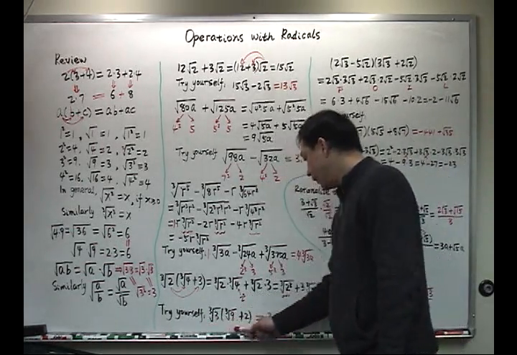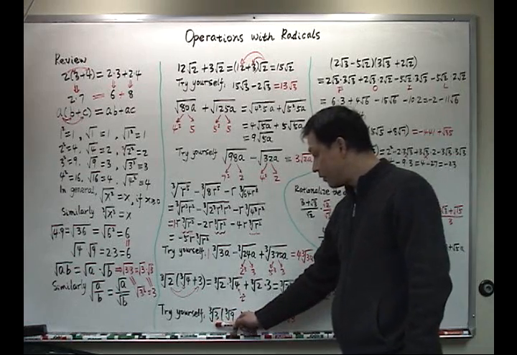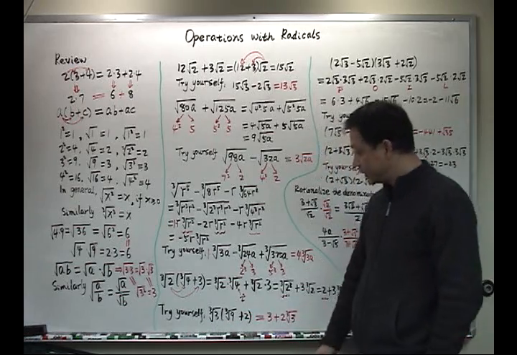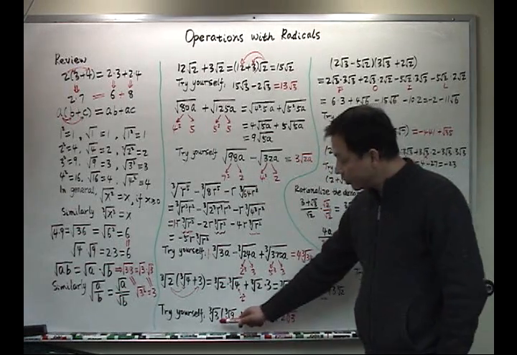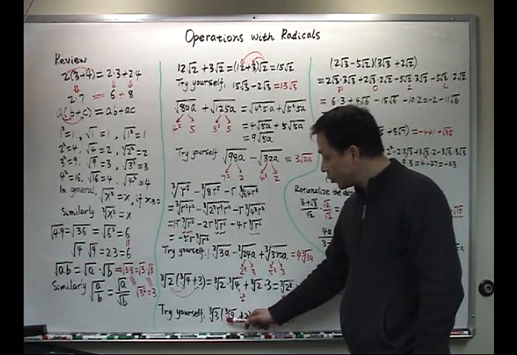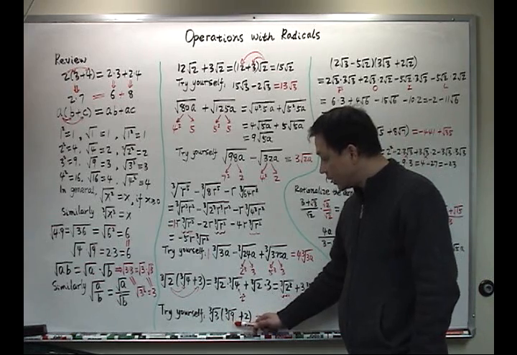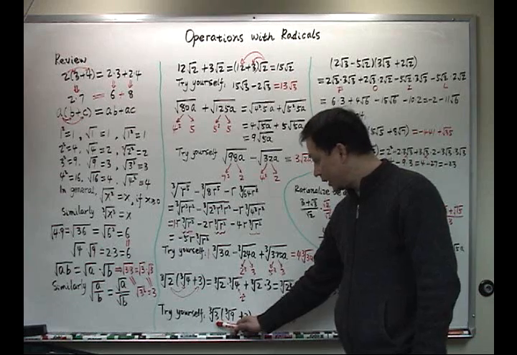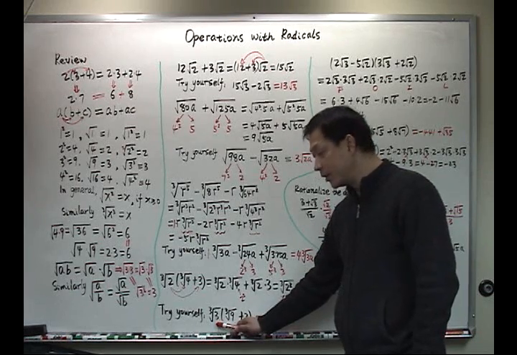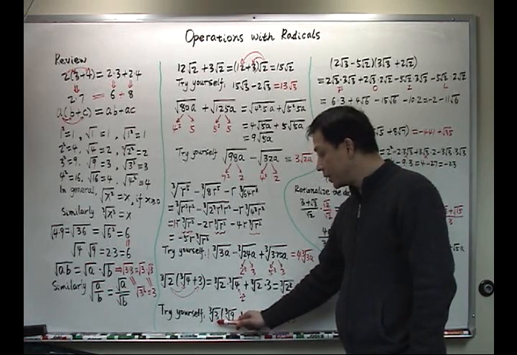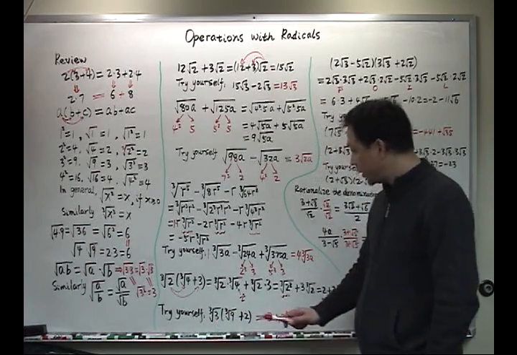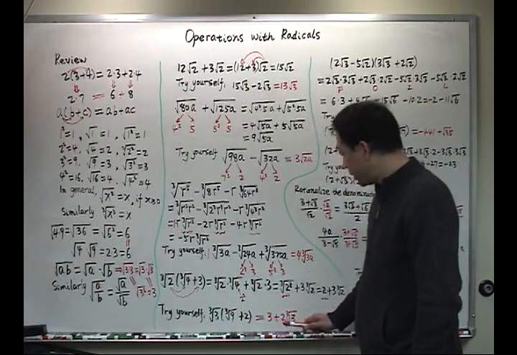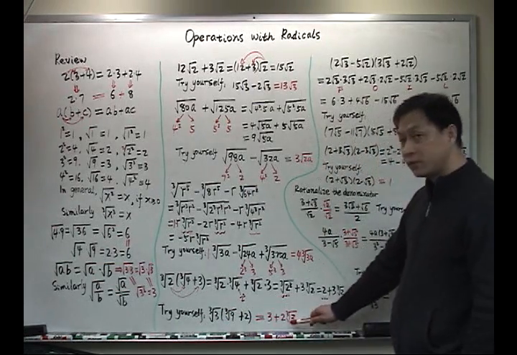Try this one yourself. That's cube root of 3 times the quantity cube root of 9 plus 2. Again, cube root of 3 times cube root of 9. 9 is 3 squared. 3 squared times 3 gives you 3 cubed. And then cube root of 3 cubed is 3. And 2 times cube root of 3, you leave it. And this is the final answer.